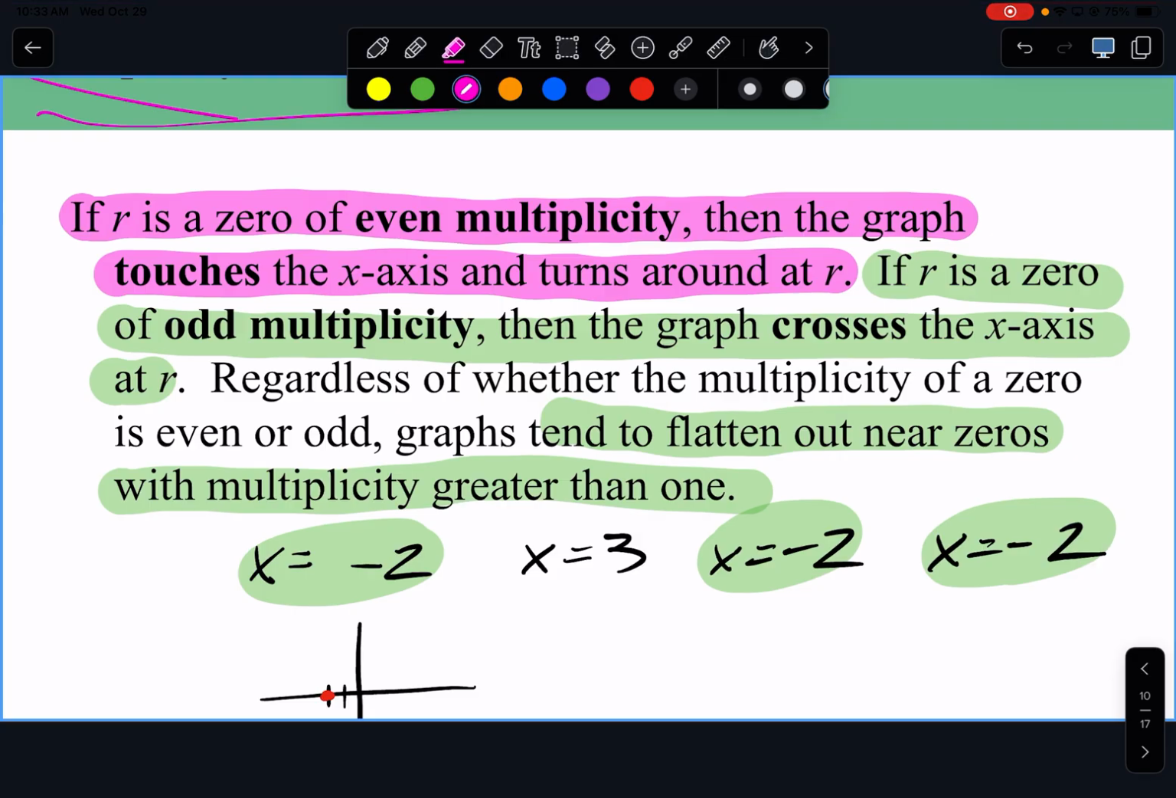So to our example on the bottom here, even multiplicity would look like this. Now -2 shows up how many times? Twice. 2 times, that's an even number. So we have even multiplicity.